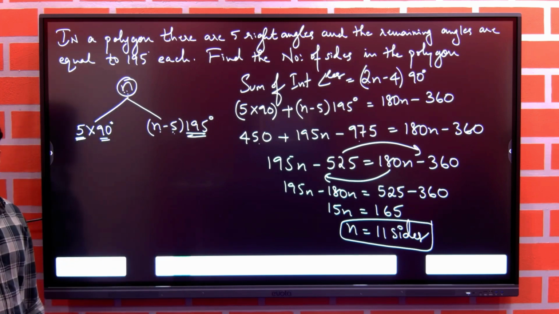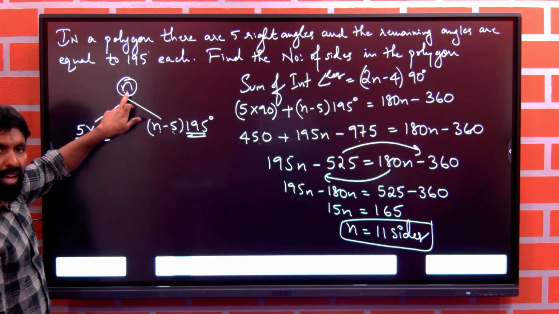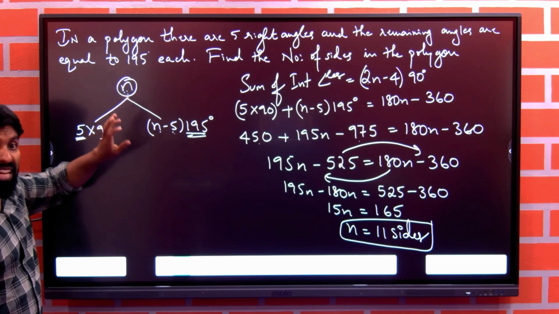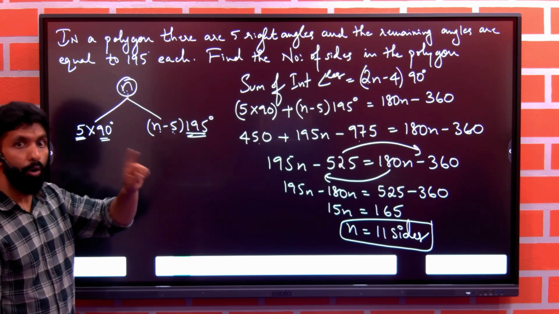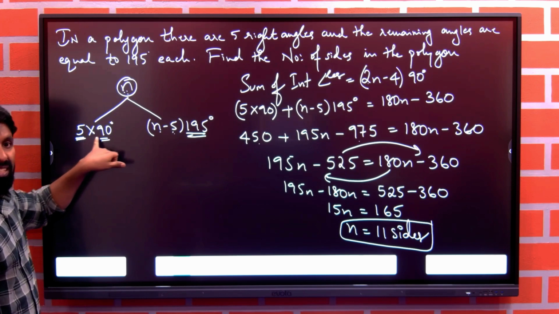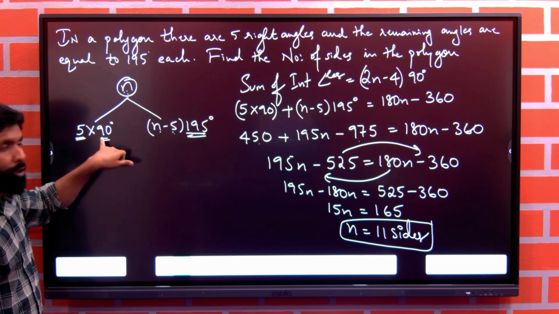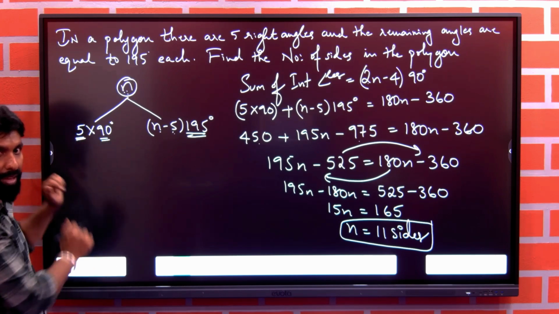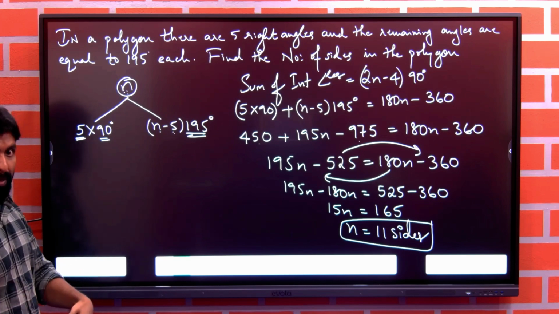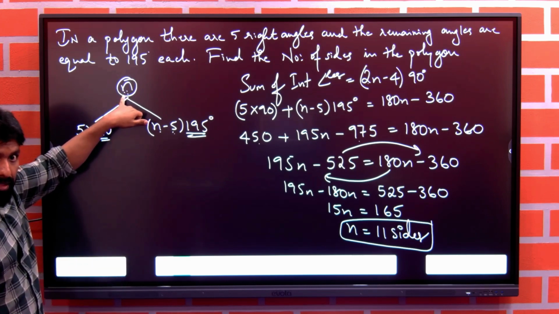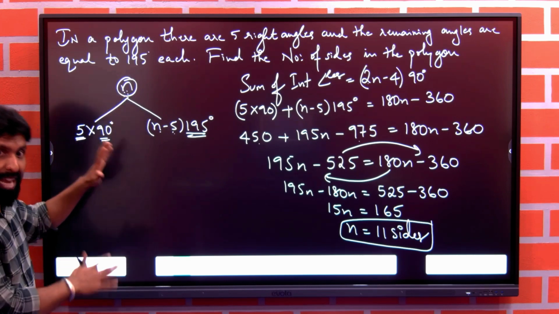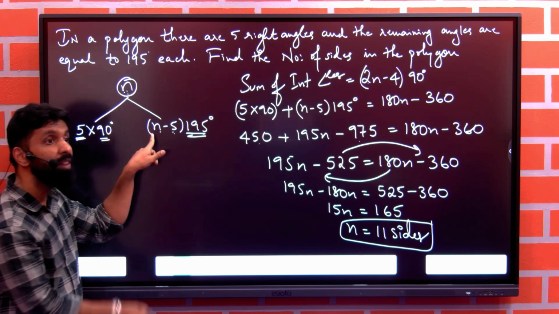So let's talk about the solution once again. If the figure had n sides, it will also have n angles. So out of n angles, 5 angles are 90 degrees each. So 5 into 90 completes the 5 angles part. How many angles are going to be remaining? Out of n angles, 5 angles we have already dealt with. So what is remaining? n minus 5.